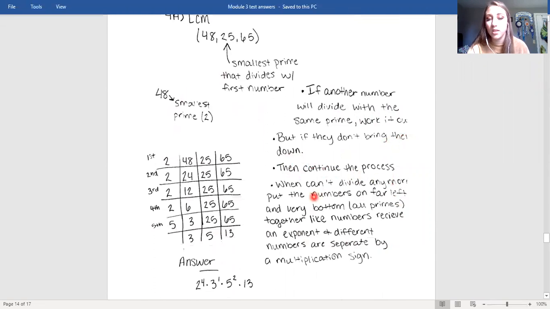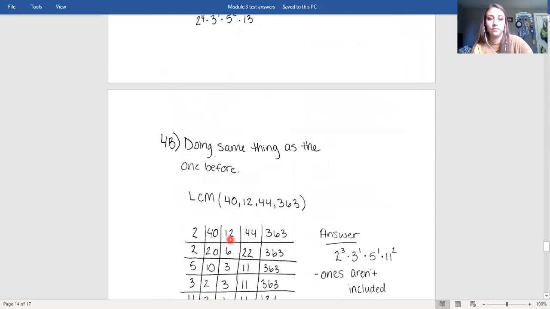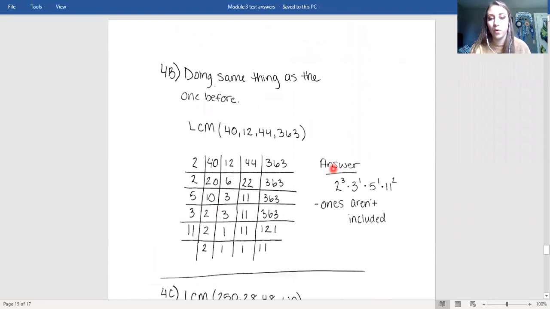Then continue the process. When you can't divide anymore, put the primes on the far left and very bottom together. Like numbers receive an exponent, and different numbers are separated by a multiplication sign. So as we do this, we work it out like this, and you finally get 2 to the 4th, which is right here, 3 to the 1, 5 to the 2, which is two 5s, and then 13. You're doing the same thing as before. With the LCM, you get 40, 12, 44, and 363.